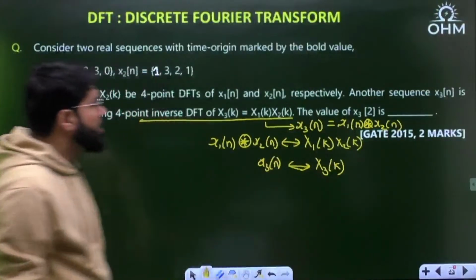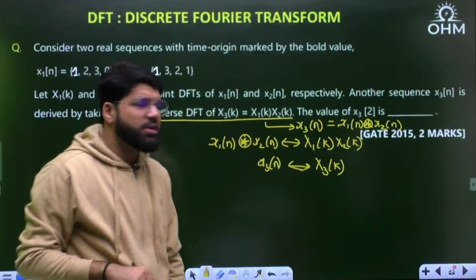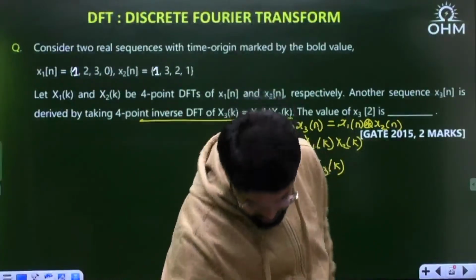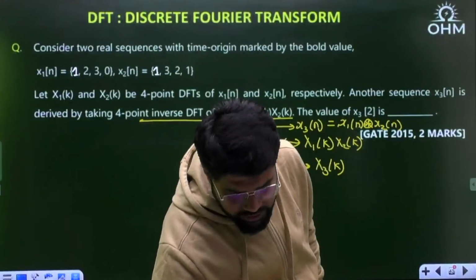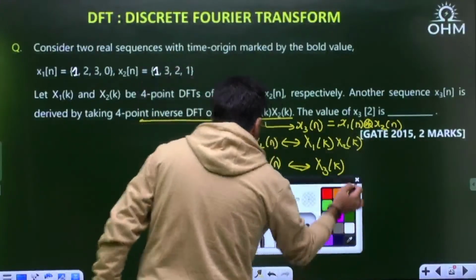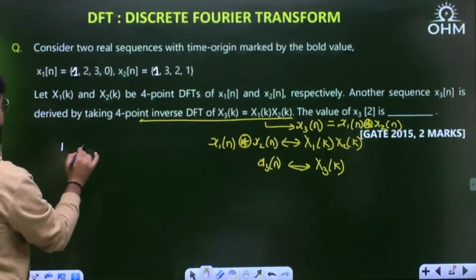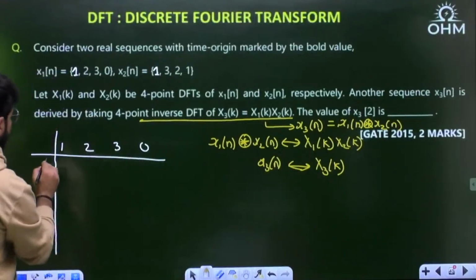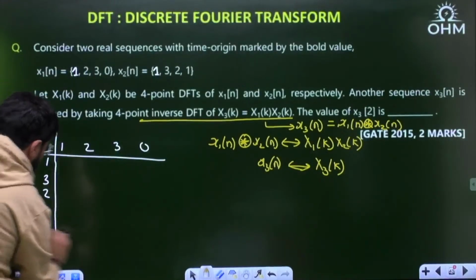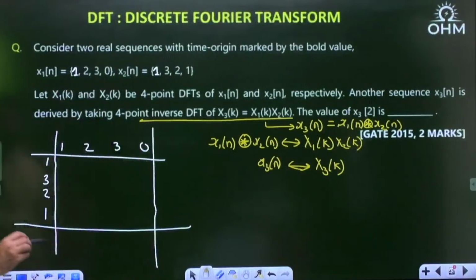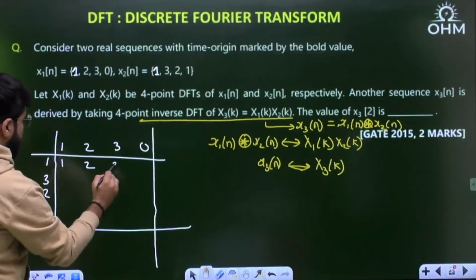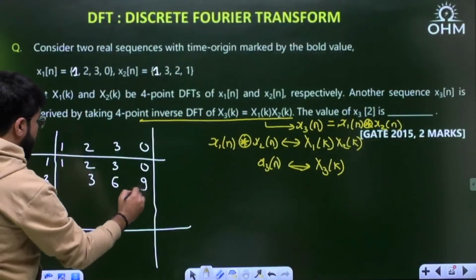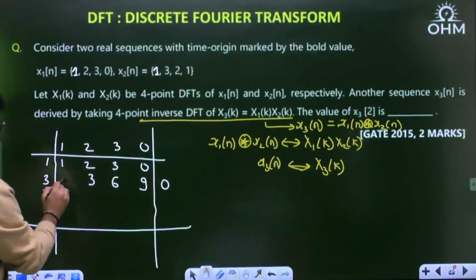So it's a question on circular convolution. x1 and x2 are given. Can we solve the circular convolution between them? Why not? Let's do it quickly. Any one signal I'll write here: 1, 2, 3, 0, and the other one on the side: 1, 3, 2, 1. Mark this as my boundary, and now I'm solving it. 1, 2, 3, 0, then multiply by 3: 3 into 1, 3 into 2, 3 into 3, and 3 into 0. The value going outside, I'll shift back inside.